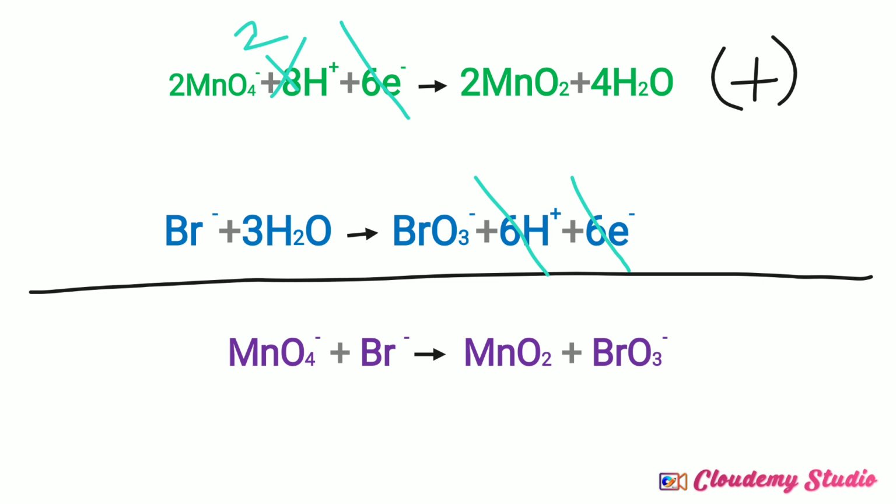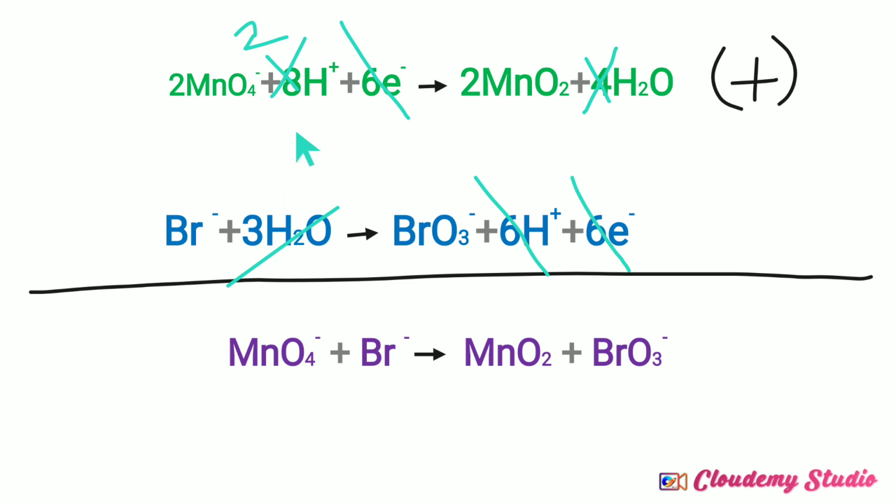Is there any other same substance on the opposite side? Yes. Here, water molecules: 4 molecules of water on the right hand side, and 3 molecules of water on the left hand side. So this also we can subtract. So these 3 molecules of water will be completely cancelled, and the 4 molecules will become 1 molecule of water.